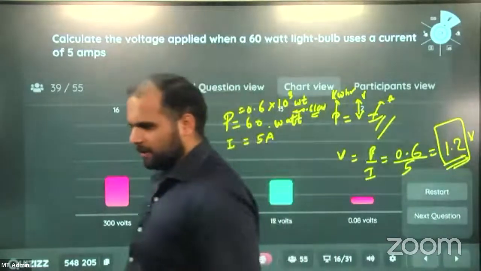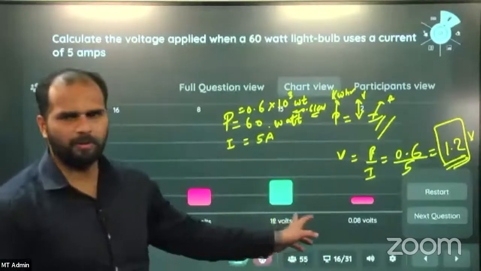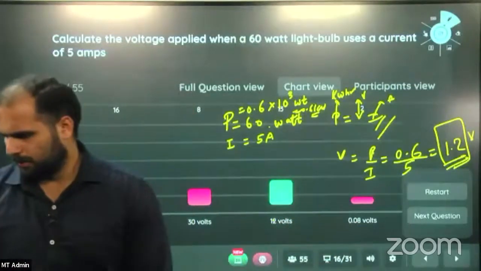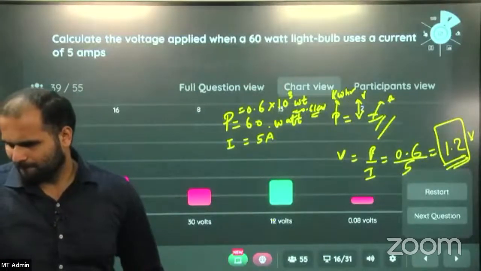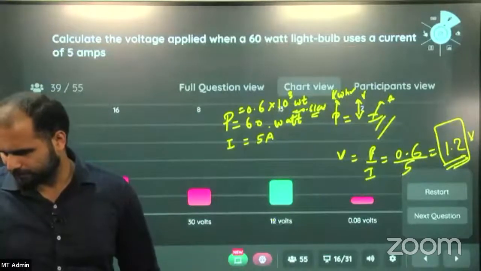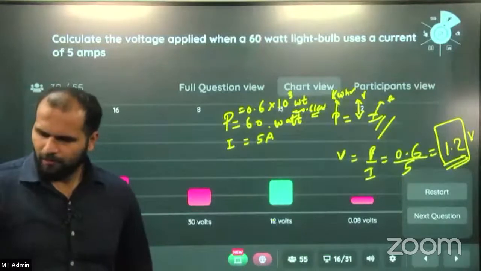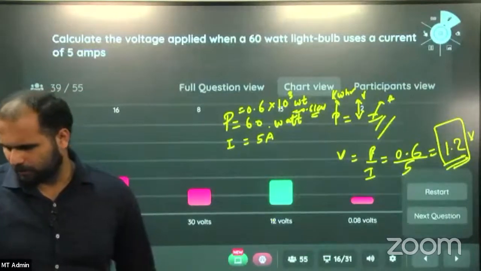Am I clear with this part? Any doubts? So there was again an error. It is 1.2, not 12. Any doubts in this case? How to solve the question? Yes, no? I'm waiting for your answers. Clear? Sarthak and Joshua have answered. I am waiting for all the other kids.